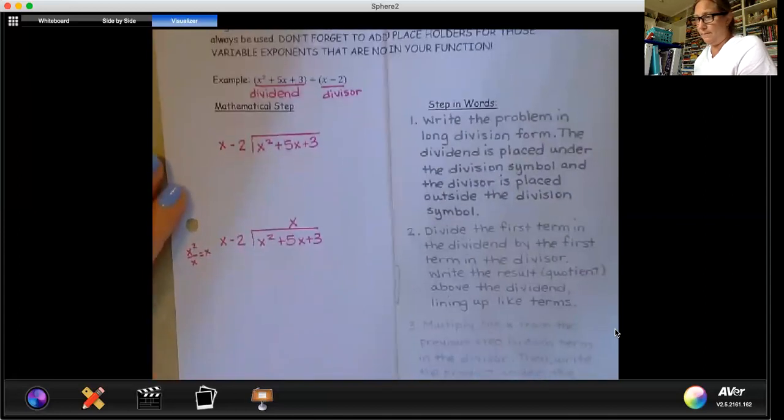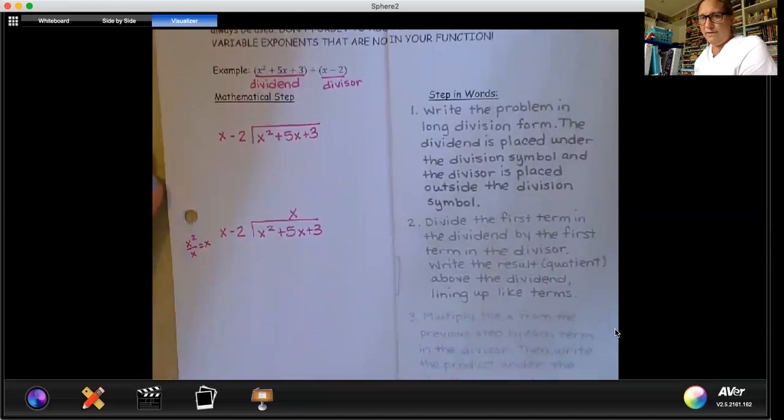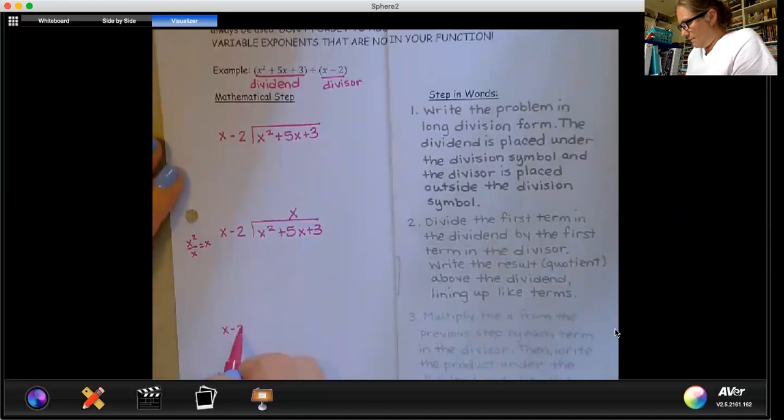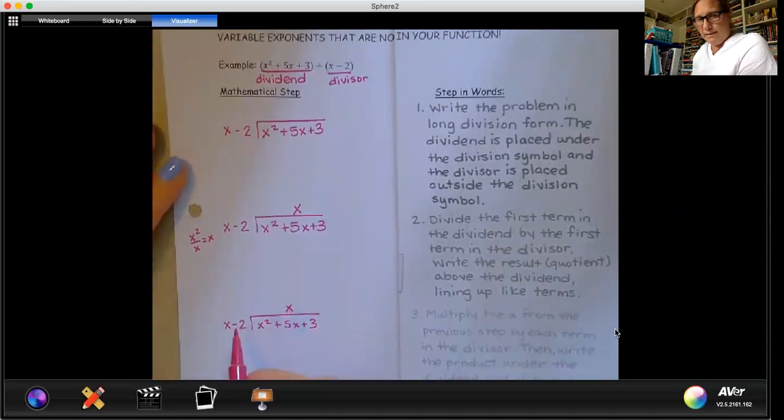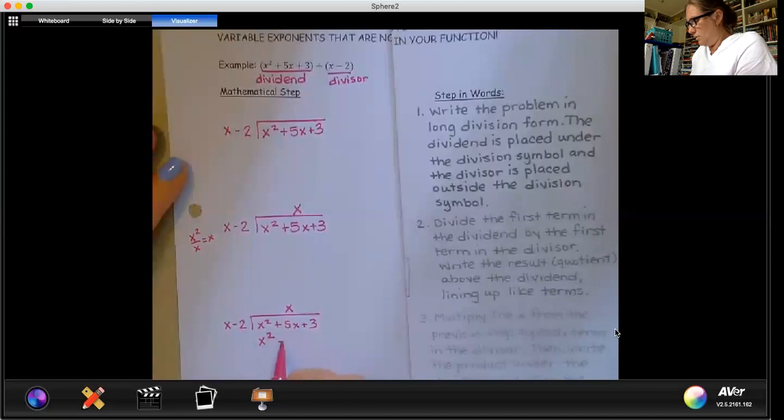Step 3. Multiply the x from the previous step by each term in the divisor and then write the product under the dividend and align the terms of the product with the like terms of the dividend as shown. So x minus 2 goes into x squared plus 5x plus 3. We know that an x goes here and now we multiply. X times x is x squared and x times negative 2 is negative 2x.